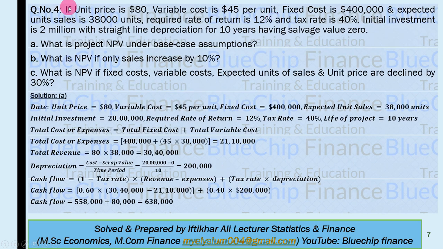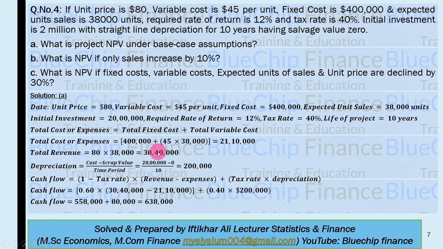After that, question number 4: if unit price is $80, variable cost is $45 per unit, fixed cost is 400,000 and expected unit sales is 38,000 units, required rate of return is 12% and tax rate is 40%, initial investment is 2 million with straight line depreciation for 10 years, having salvage value 0. What is project NPV under base case assumptions? What is NPV if only sales increase by 10%? And what is NPV if fixed cost, variable cost, expected unit sales and unit price are declined by 30%?